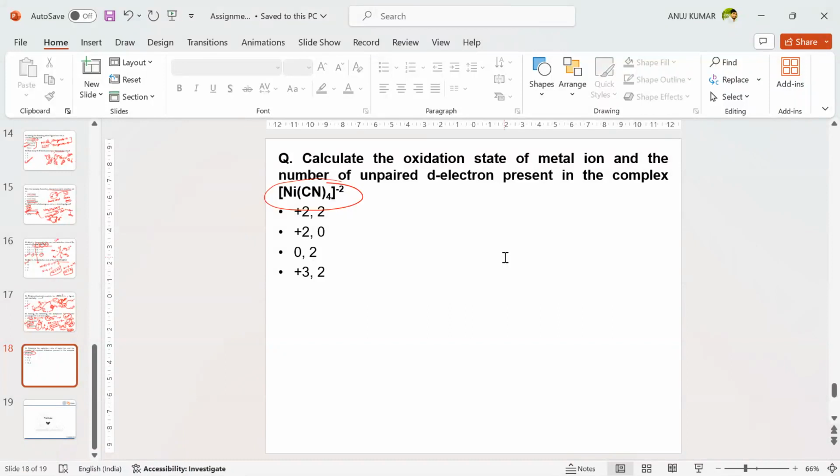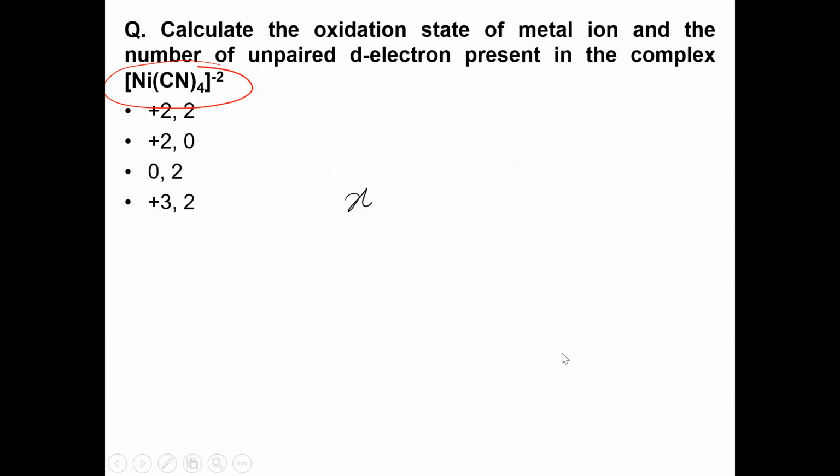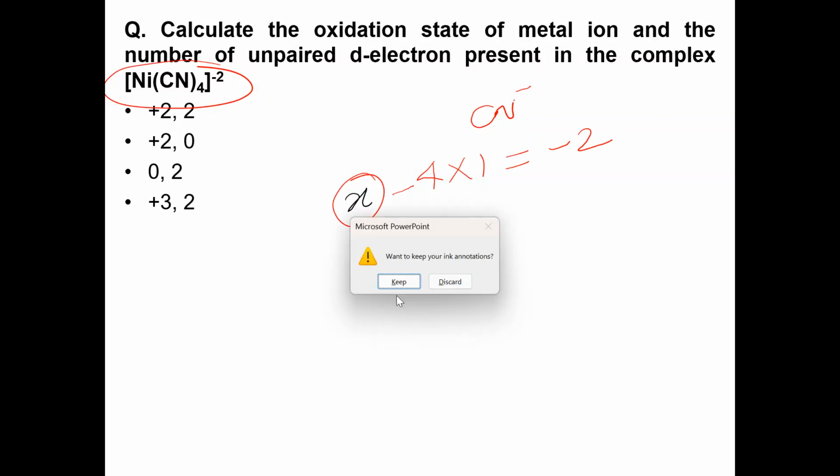So let me now explain this one. First work you have to do is check the oxidation state. So if I consider the oxidation state of nickel as x, and cyanide, that is CN negative, that will be 4 into 1, and equal to -2. So x will be -2 + 4. So it will be +2.